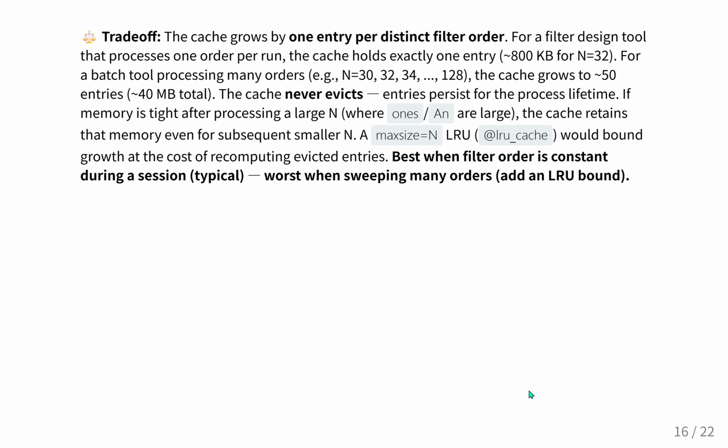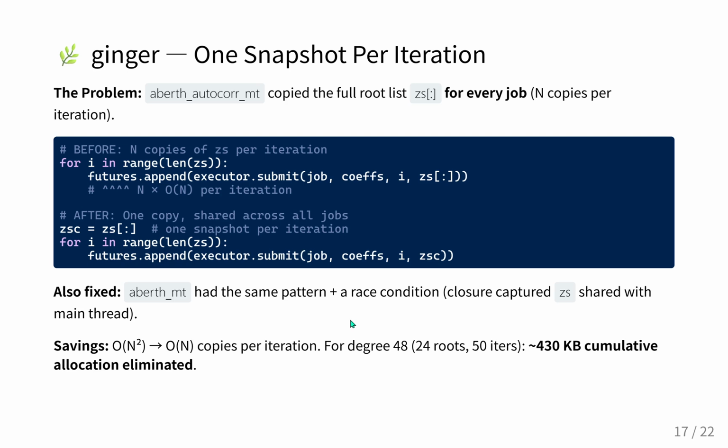That makes sense. Okay, what about the final project they looked at, Ginger? Instead of caching, they tried sharing data across threads. Right, Python concurrency. They had a job distribution loop. And originally, they were doing an O(N squared) full copy of the root list for every single job. Which is very memory heavy but extremely safe because every thread has its own isolated data. Right. But to optimize it, they stopped copying. They just shared one single snapshot of the DSC list per iteration, O(N) copies instead of O(N squared). It saved about 430 kilobytes of cumulative allocation. A huge reduction in churn.